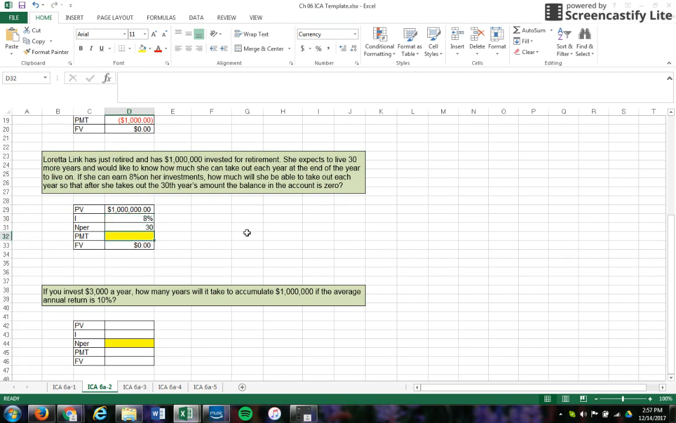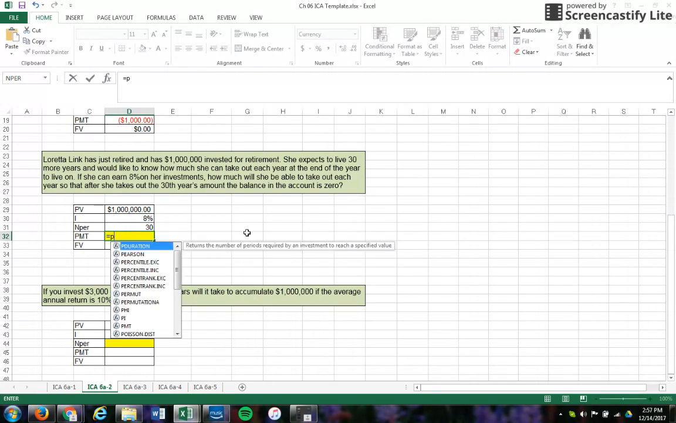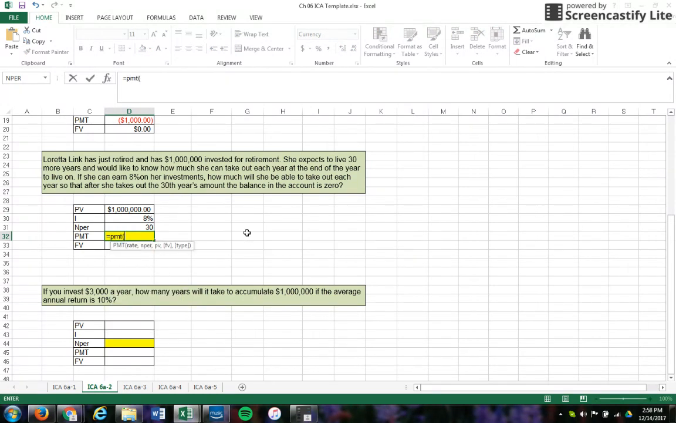The function that we would use, just like we did in Chapter 5, is a payment function, PMT. So what would be the payment that we would want? Well, we'd have a rate of 8%, not 80, 8%. Number of periods would be 30. Our present value is $1 million. Future value is 0. We don't have to include that. We're going to talk about type in a minute. Hit enter. That tells us that she could withdraw about $88,827 every year if she had $1 million in the bank, making an 8% return.